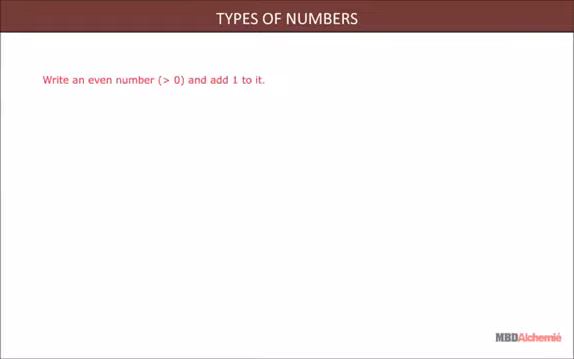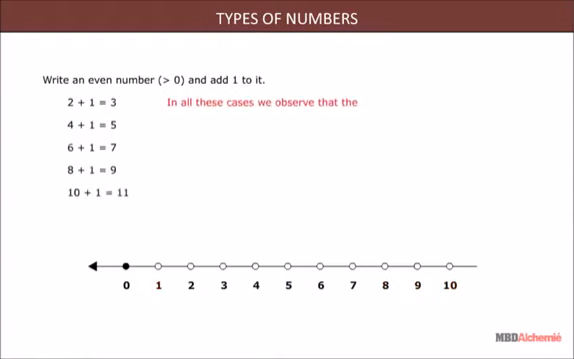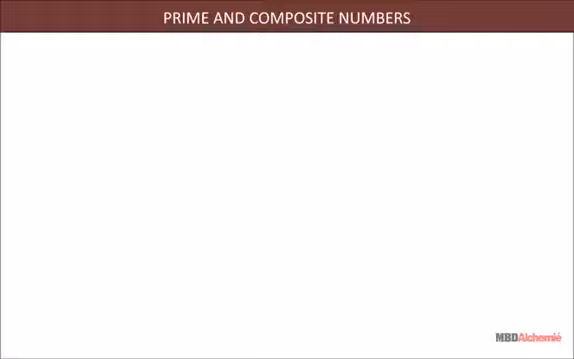Write an even number greater than 0 and add 1 to it. 2 plus 1 is equal to 3. 4 plus 1 is equal to 5. 6 plus 1 is equal to 7. 8 plus 1 is equal to 9. 10 plus 1 is equal to 11. In all these cases, we observe that the sum of an even number and 1 is an odd number, which is the next greater number on the number line. Thus, any even number greater than 0 plus 1 is equal to the next greater number, which is an odd number.